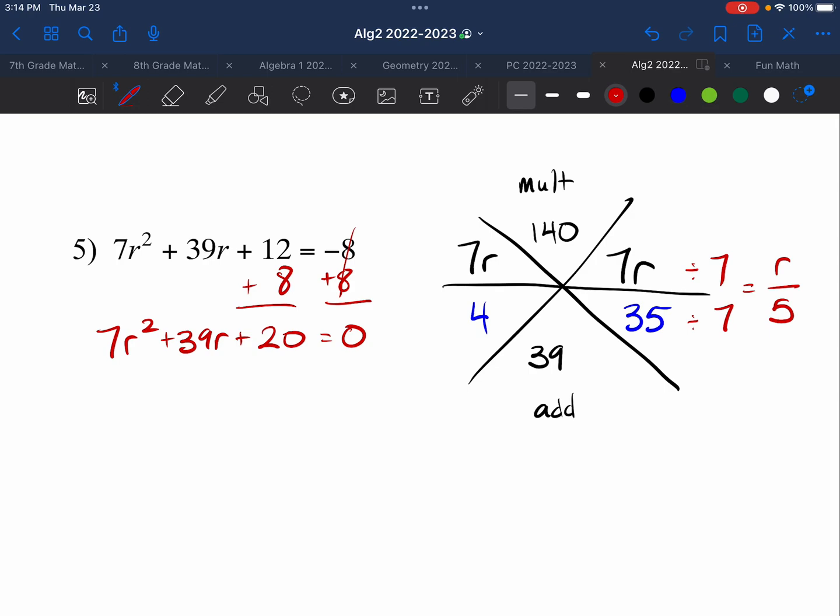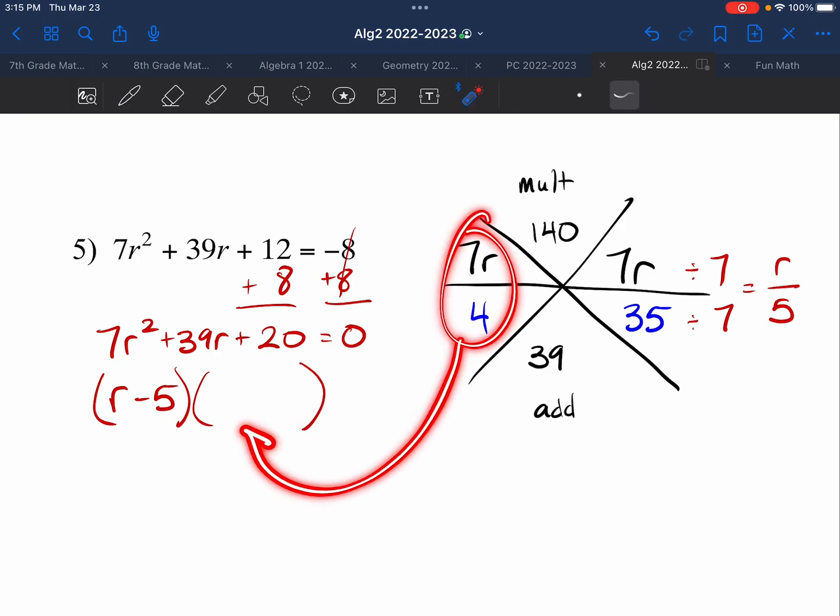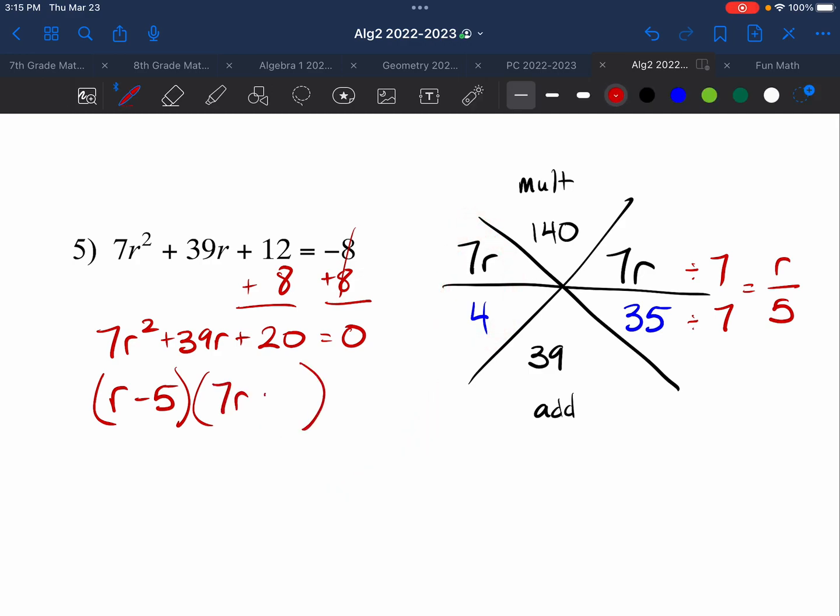And I'm now ready to kind of factor this thing. So I can bring this one down here, and I'm going to say r minus 5 is one of the factors. And the other factor is going to be this 7r plus 4. And I still have this thing equal to 0. I'm just copying down that right-hand side.